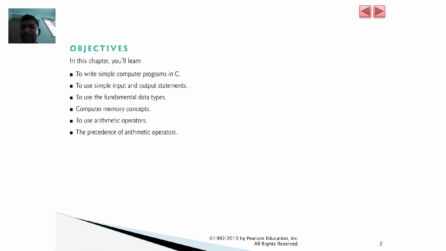In this chapter we are going to cover how to write a simple computer program in C, how to use simple input and output statements, the fundamental data types, computer memory concepts, how to use arithmetic operations, and the precedence of arithmetic operators. Now let us go into the topic.